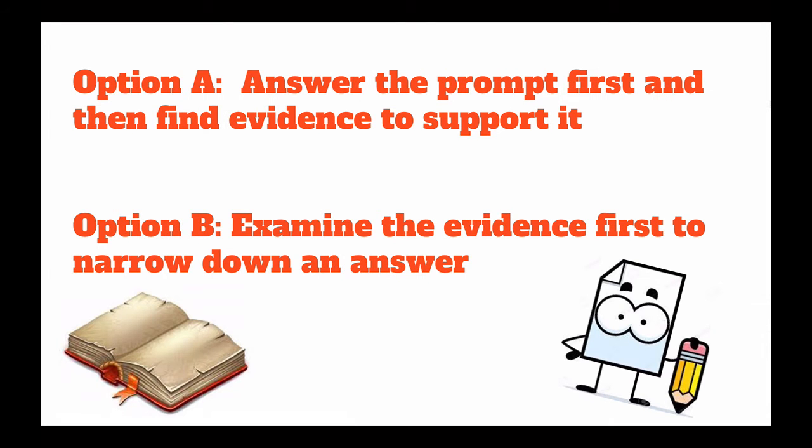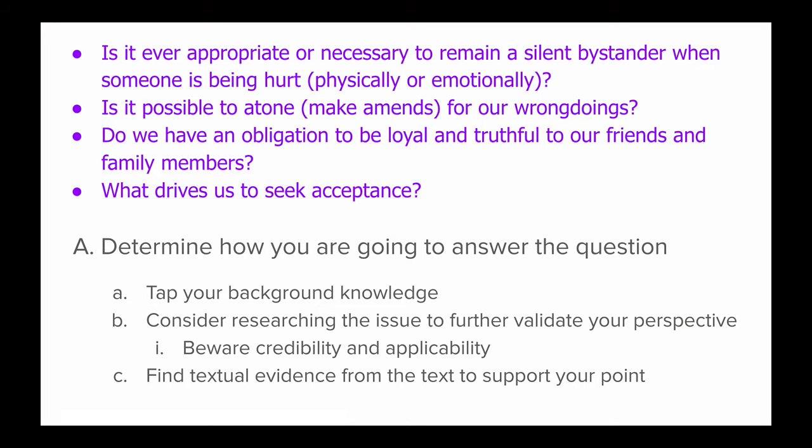Given that, I've shifted the options that were provided to you on that transitioning screencast to these. Option A is to answer your prompt first and then find evidence to support it. Option B is to examine your evidence first, and then that'll help you to narrow down an answer so that you then answer your prompt. Let's take a look at how that would come to fruition. Here are our prompts again in purple.